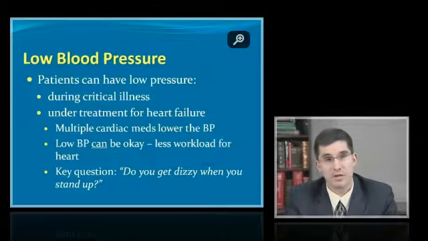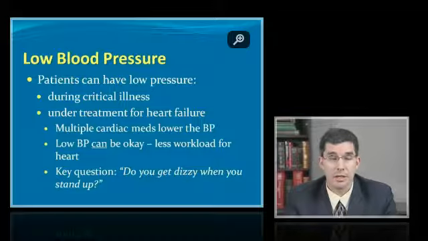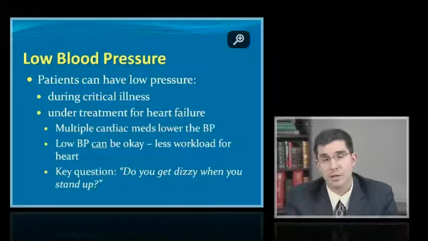Low blood pressure is also challenging to interpret in heart failure patients because blood pressure can get low during critical illness. It can be a sign of shock, so it certainly can be concerning when a patient has hypotension. However, blood pressure runs low in many heart failure patients who are under good treatment. Multiple cardiac meds lower the blood pressure, and in fact, a low blood pressure can be okay. It means there's less workload for the heart. So when I find a patient who has low blood pressure, I don't necessarily know just by that one reading whether or not the patient is seriously ill.